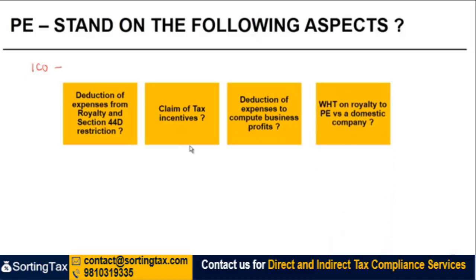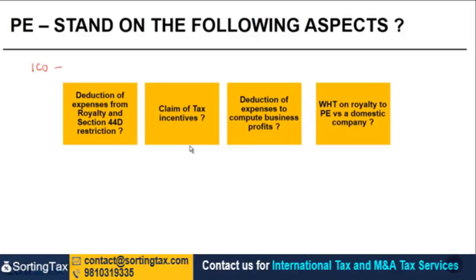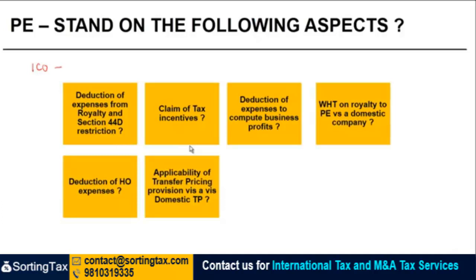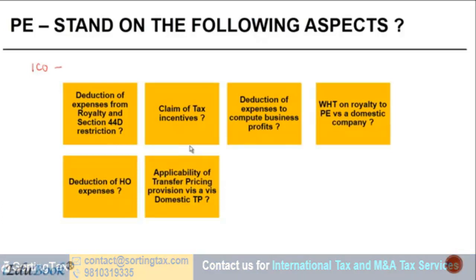Withholding tax on royalty to PE versus a domestic company. Now, if there is no withholding tax on royalty paid to a domestic company, then ideally under the same circumstances that should not be there insofar as a PE is concerned, and it may in some cases amount to discrimination. Deduction of HO expenses. In certain treaties, you will find under Article 7, paragraph 3 that the head office expenses are to be allowed in accordance with the domestic laws of India. In such a case, if the deduction is allowed as per the laws in India, that would not amount to discrimination.